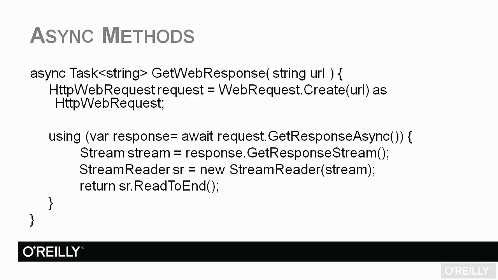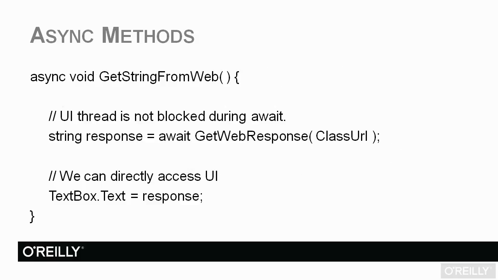So I get the response to the request, and I run it through a stream and ultimately return the string of that response. So that's what the async method looks like, and here's what it looks like when I call it. I simply have, again, an asynchronous method, get string from web, and string response is equal to, again, await get web response, passing in some sort of URL.